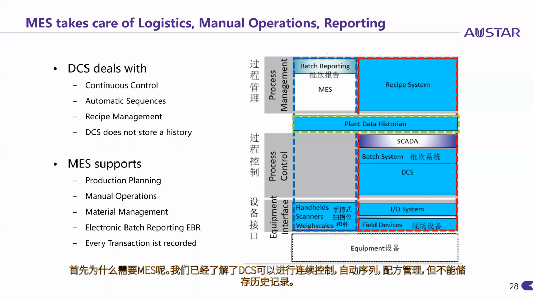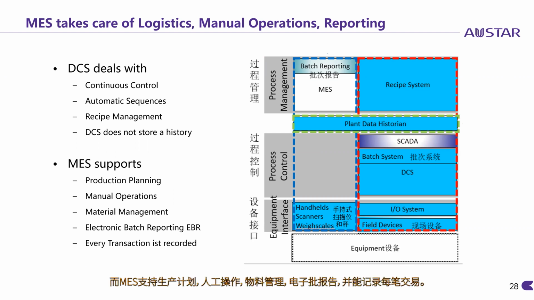Now, why do we need an MES in the first place? We have heard what the DCS can do. It deals with continuous control, automatic sequences, with recipe management. But it also does not store a history in the meantime. In the opposite, MES supports production planning, manual operations, material management, electronic batch reporting, and every transaction is recorded. So we have these two areas which have a different type of operation.